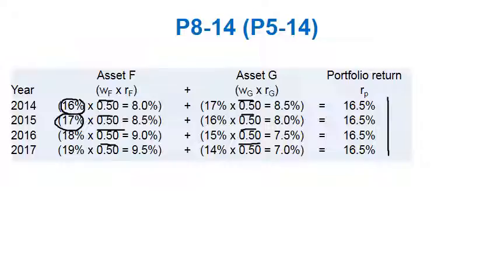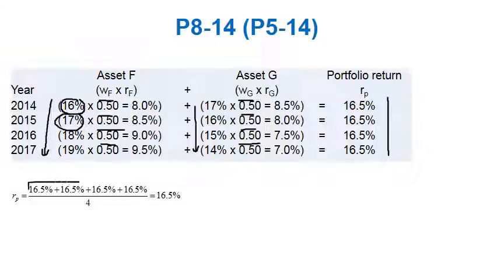This is not really that surprising, because as the returns on asset F increase, the returns on asset G decrease. So essentially the increase in asset F is offset by the decrease in asset G. And we have a return of 16.5% in each year. Now to calculate the expected portfolio return over this period, you simply sum up the return in each year, which is 16.5%, and divide that by 4, where that 4 represents the number of periods that we have been looking at.